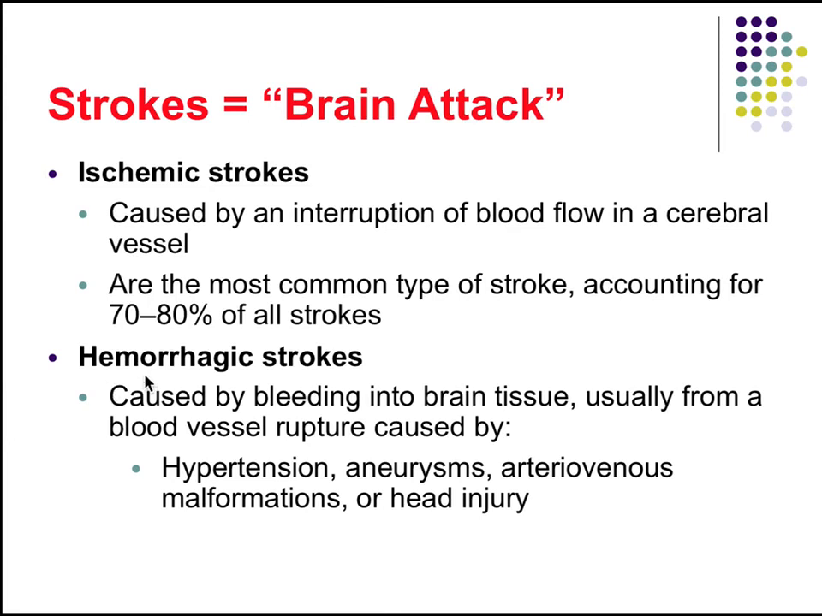The other type are hemorrhagic, so the name tells you it's going to be caused by a hemorrhage. So you're going to have bleeding into the brain tissue, and that's usually going to occur because the blood vessel ruptured as a result of either high blood pressure, hypertension, or an aneurysm. We talked about how it's a dilation of our blood vessel, but our blood vessel's weaker, so it can hemorrhage. We have arterial venous malformations, as well as head injuries, all contributing to hemorrhage.